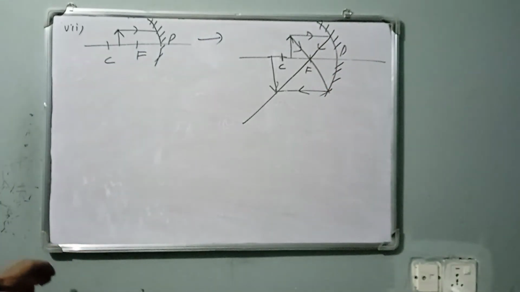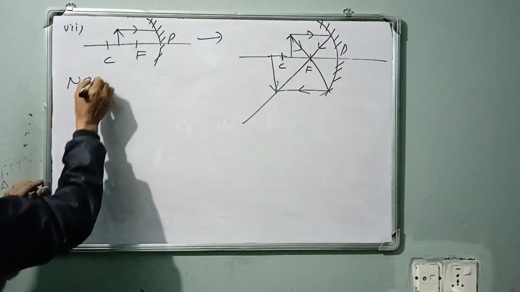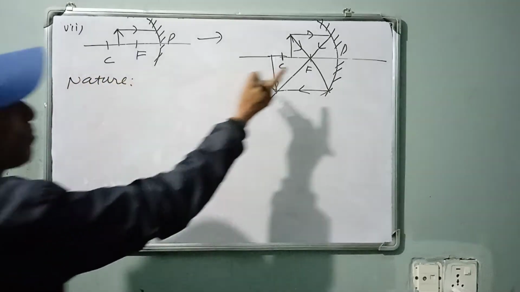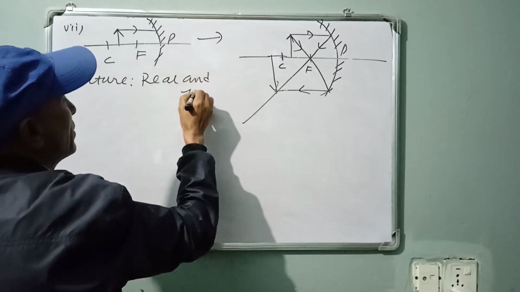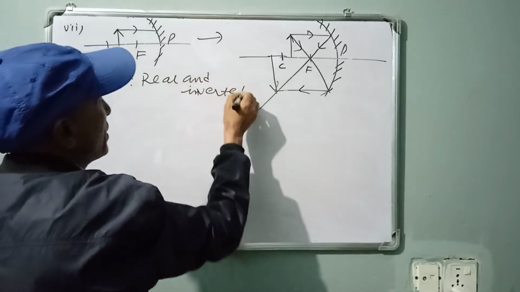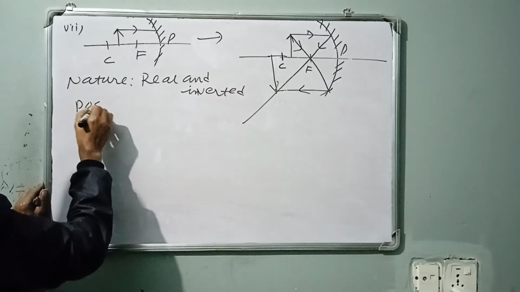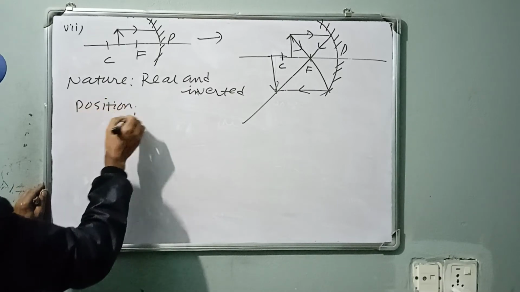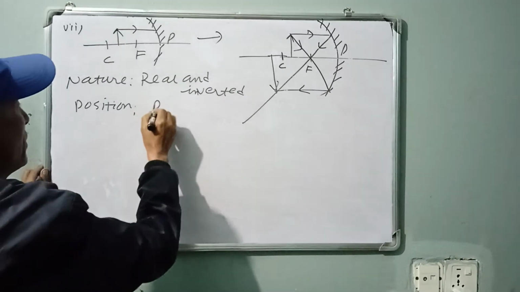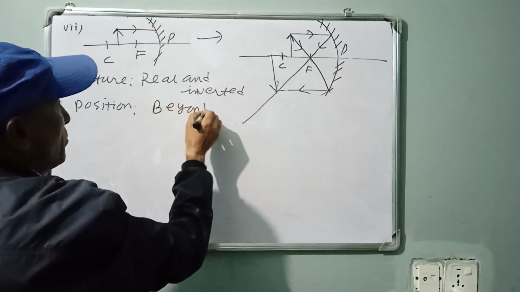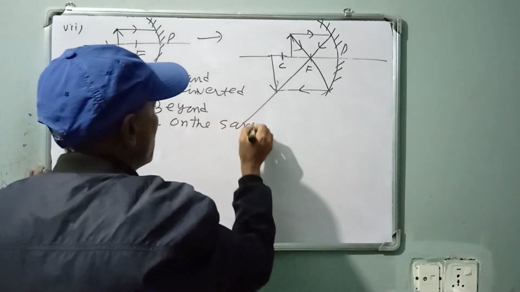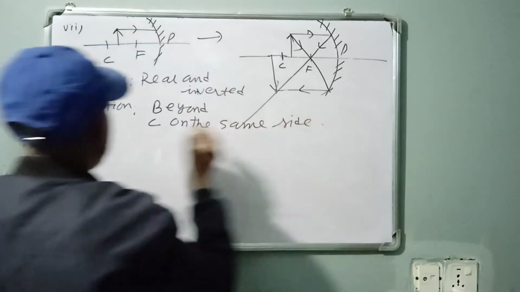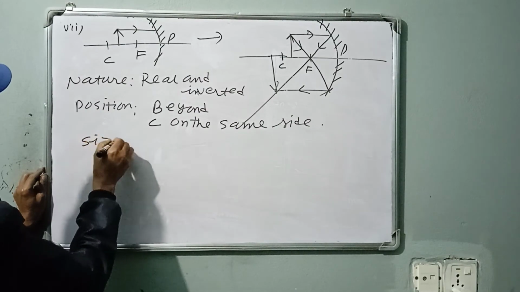How to write down the language? Nature of the image formed is real and inverted. The image is real and inverted. Position. The object is placed between C and F. Between, so the image is beyond C on the same side. Size of the image.